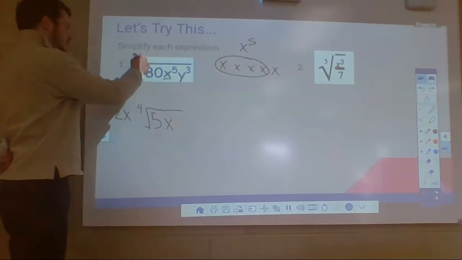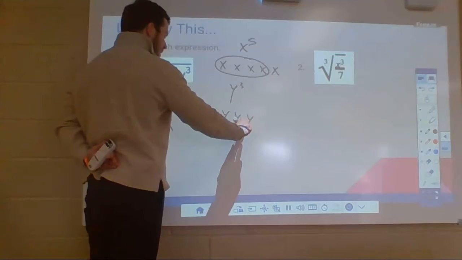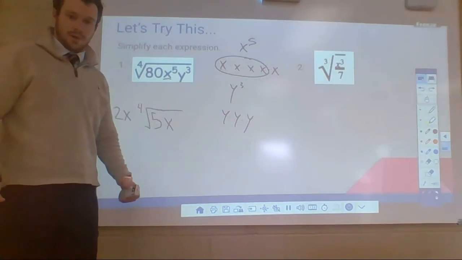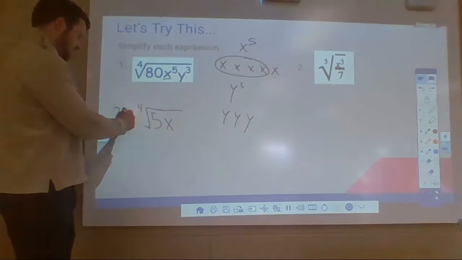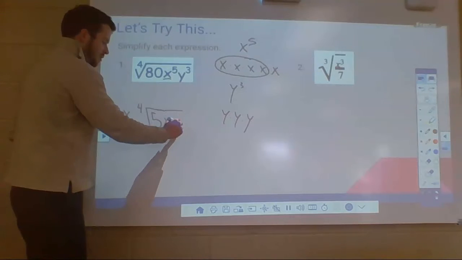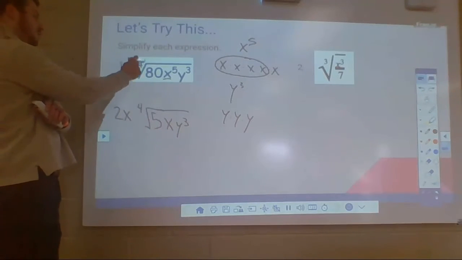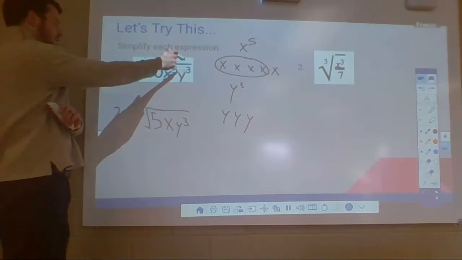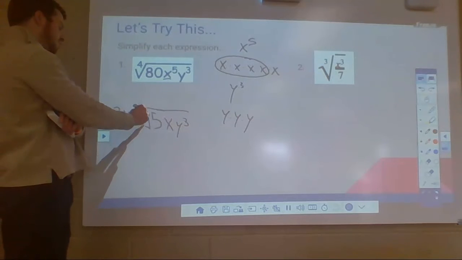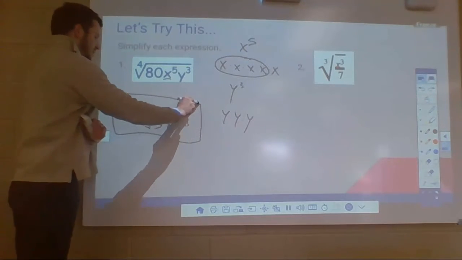All right, now let's look at y cubed. Y cubed is y times y times y. Are there any groups of 4 y's here? No, it's only 3, right? Well, we can't put y out on the outside. Y cubed has to stay under the radical. So, the fourth root of 80x to the fifth, y cubed, simplifies to become 2x times the fourth root of 5x y cubed. That's as simple as we can write that.